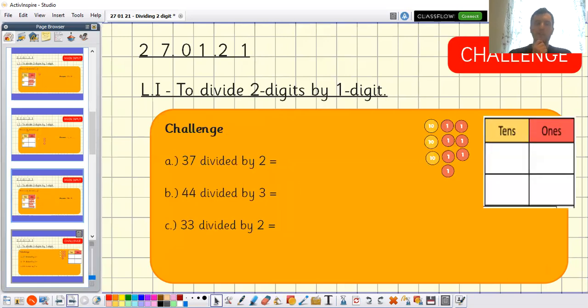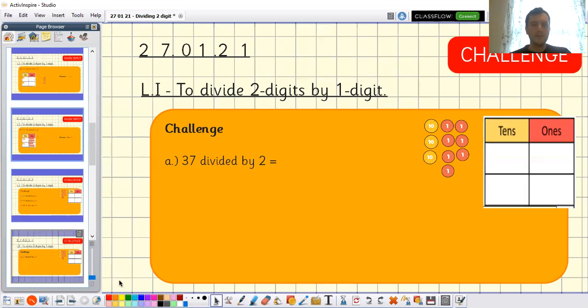Now, for your challenge today, I've got 3 questions of a similar style that I want you to have a go at. First one, 37 divided by 2. The next one, 44 divided by 3. And the last one, 33 divided by 2. I would recommend pausing the video here. I've helped you out a little bit with the first one. I've shown you my 37 and I've shown you my place value grid. So you can use that to help you get started. We'll come back together in a moment's time and we'll go through those answers together.